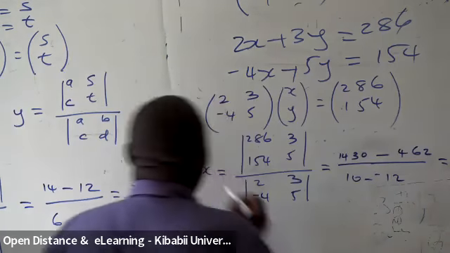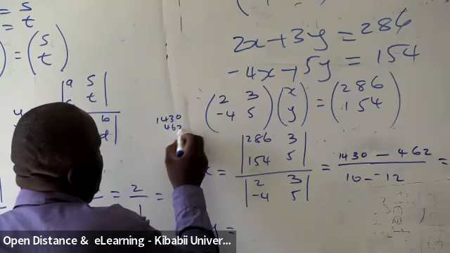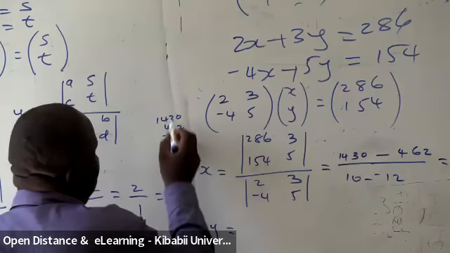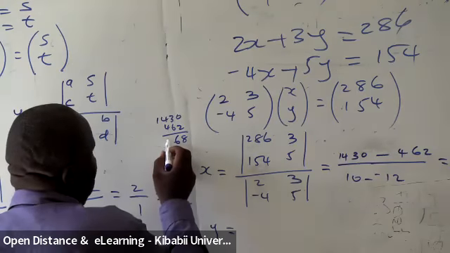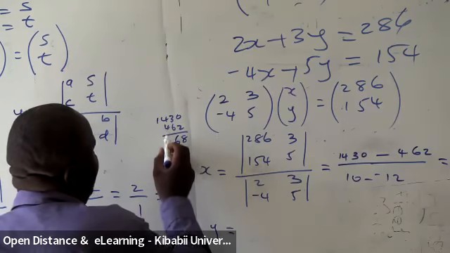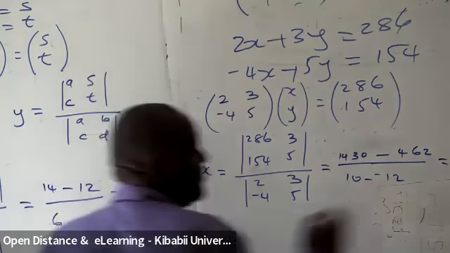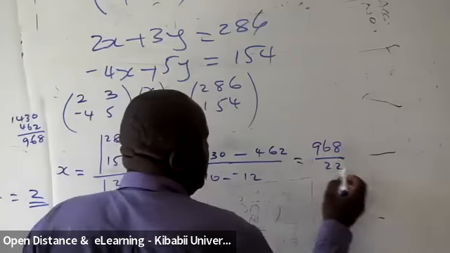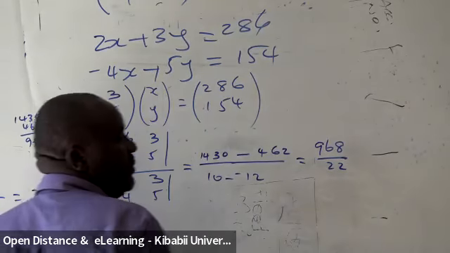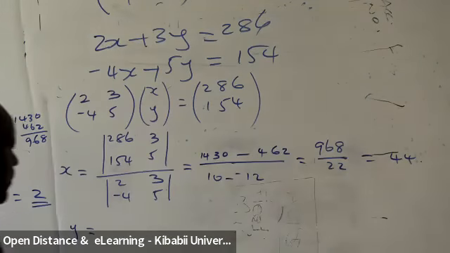So this will be equal to 1430 minus 462, this is 968, all over 22. And this gives you 44.